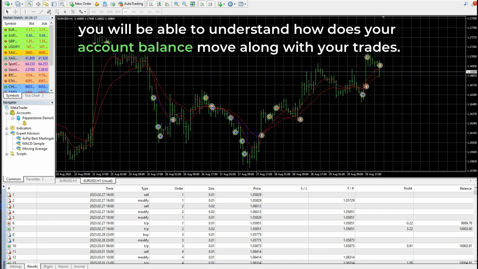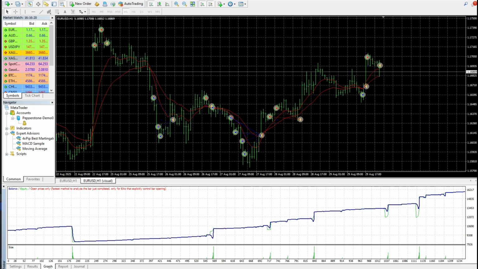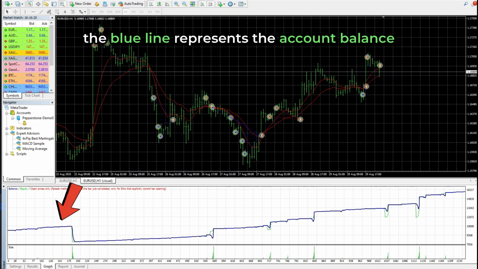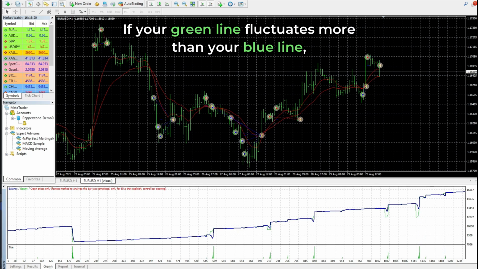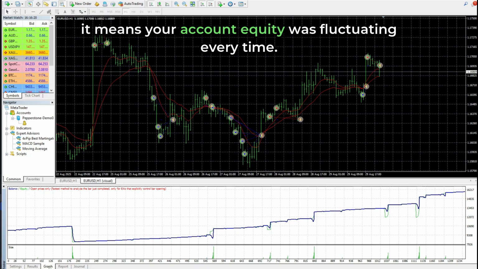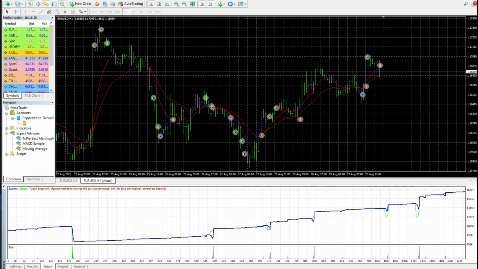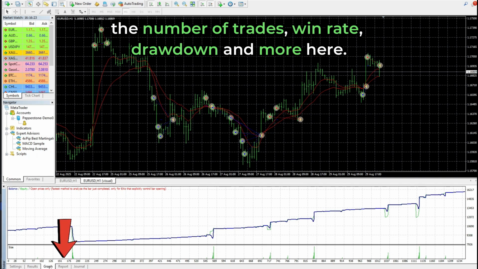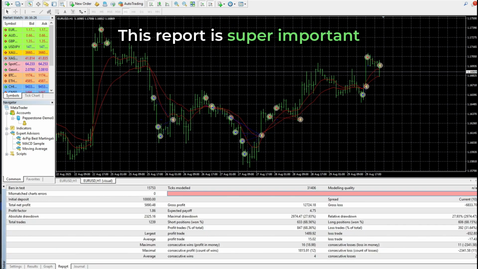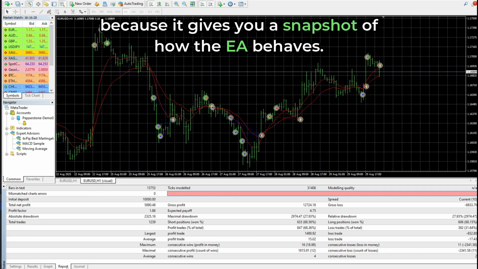with your trades. In the graph here, the blue line represents the account balance and the green line represents the account equity. If your green line fluctuates more than your blue line, it means your account equity was fluctuating all the time. And the report shows your total profit or loss, the number of trades, win rate, drawdown, and more here. This report is super important because it gives you a snapshot of how the EA behaves.